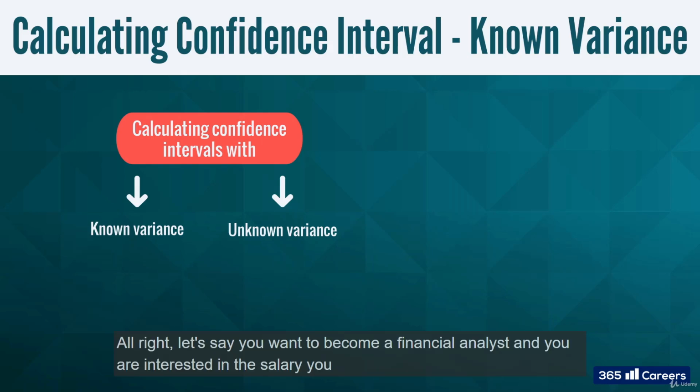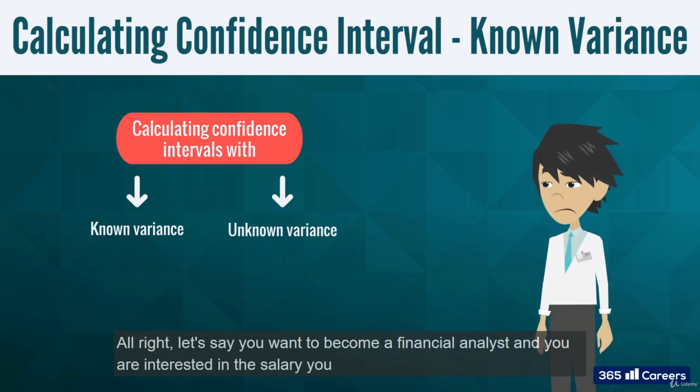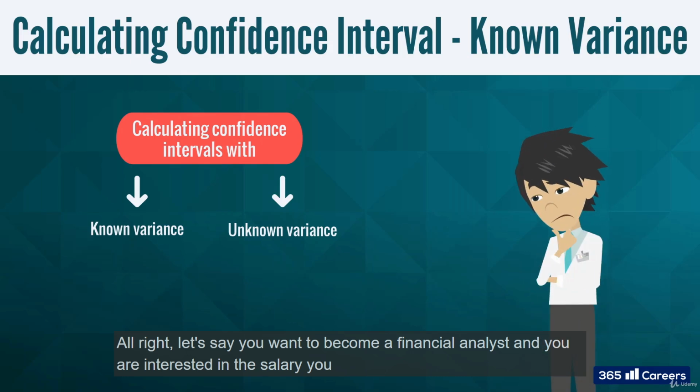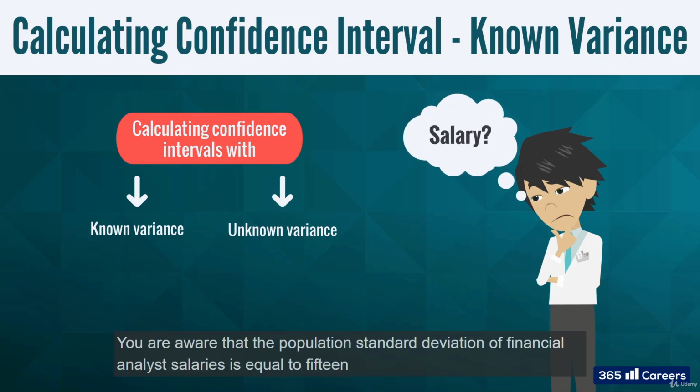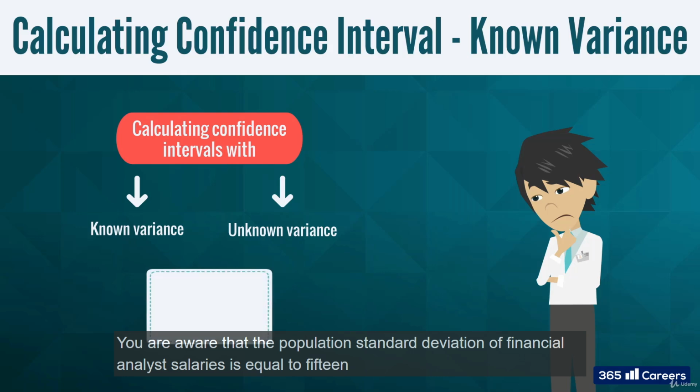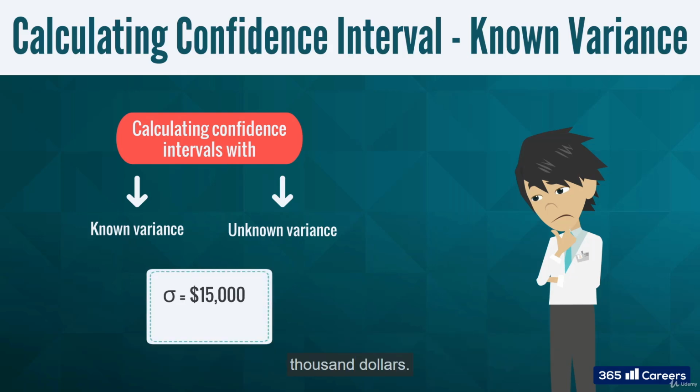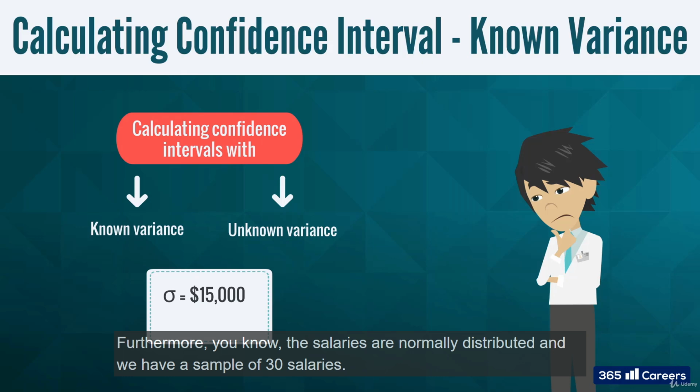All right, let's say you want to become a financial analyst and you are interested in the salary you are going to get. You are aware that the population's standard deviation of financial analyst salaries is equal to $15,000. Furthermore, you know the salaries are normally distributed, and we have a sample of 30 salaries.